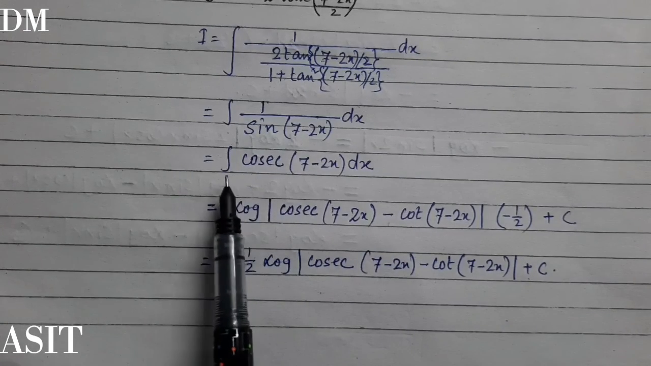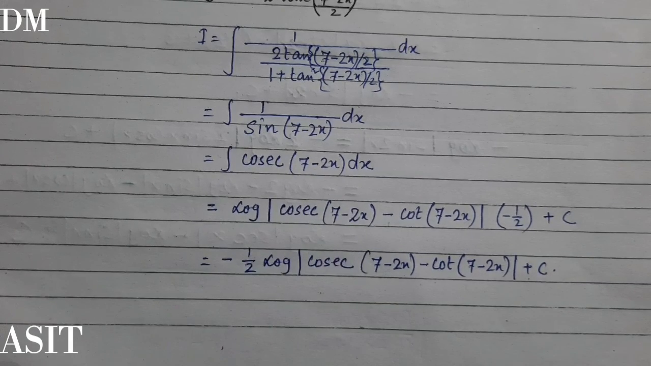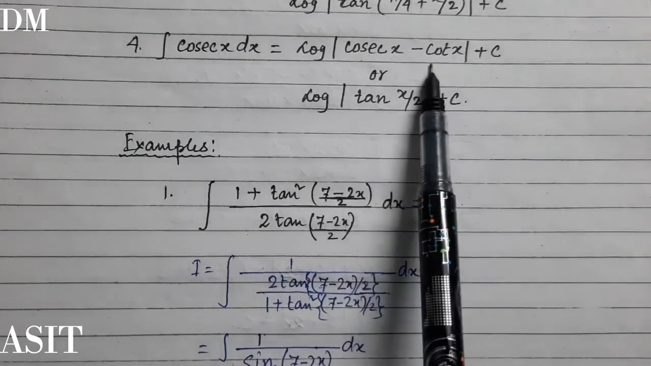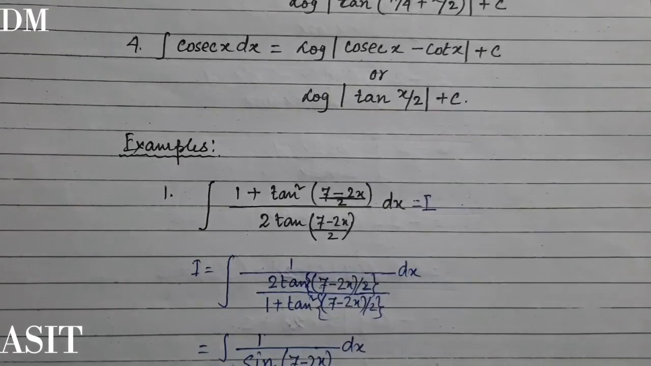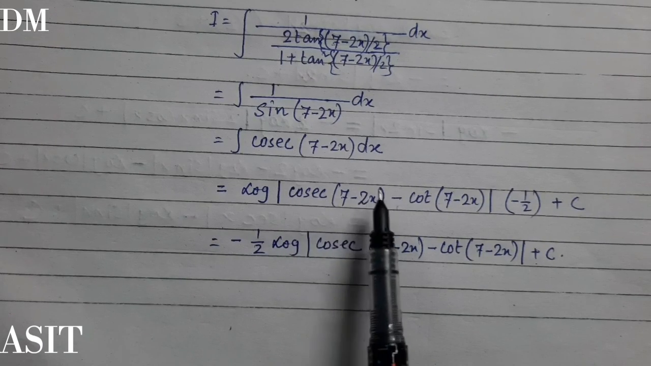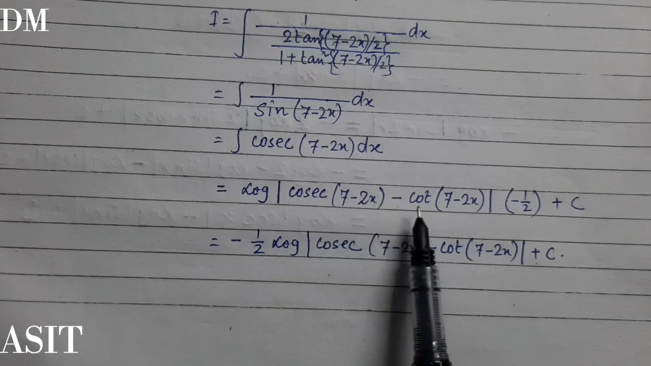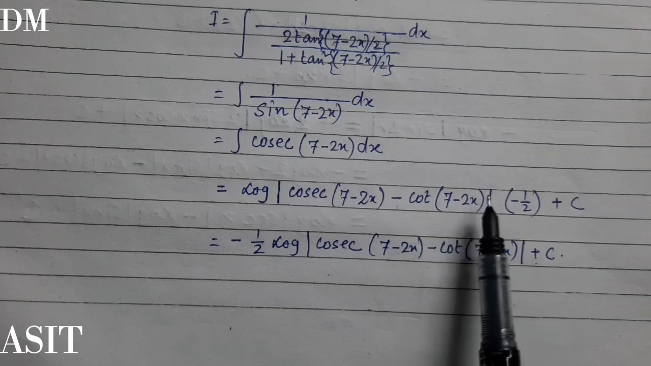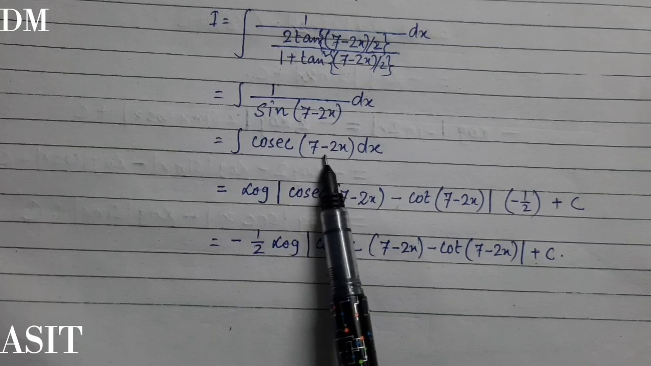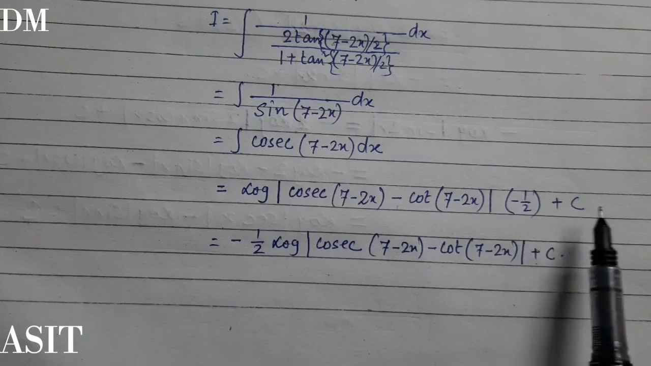So this is the integration of the form integration of cosecant x dx. We know the formula of cosecant x dx, which equals log of mod cosecant x minus cot x plus c. So instead of writing x, I will write 7 minus 2x. So log of mod cosecant (7 minus 2x) minus cot (7 minus 2x), into, now the coefficient of x is minus 2, so this minus 2 will be divided. So minus 1 by 2 plus c.